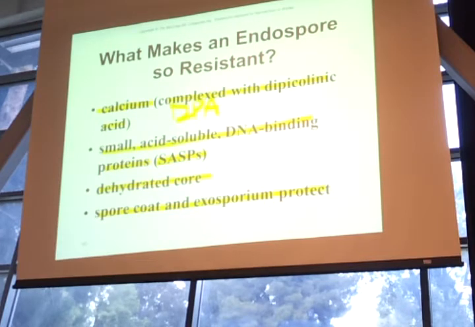So again, these are somewhat believed to be part of it, but it is really not felt that it's truly understood exactly why they are as resistant as they are. And mostly because you don't see these same factors in the other resistant structures like exospores and some of the others.